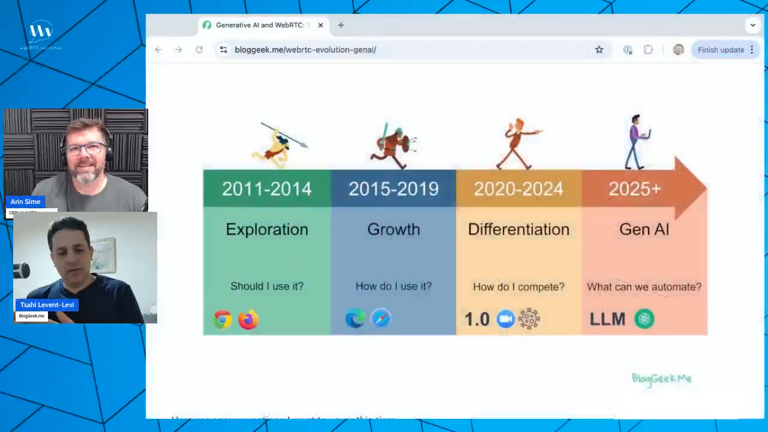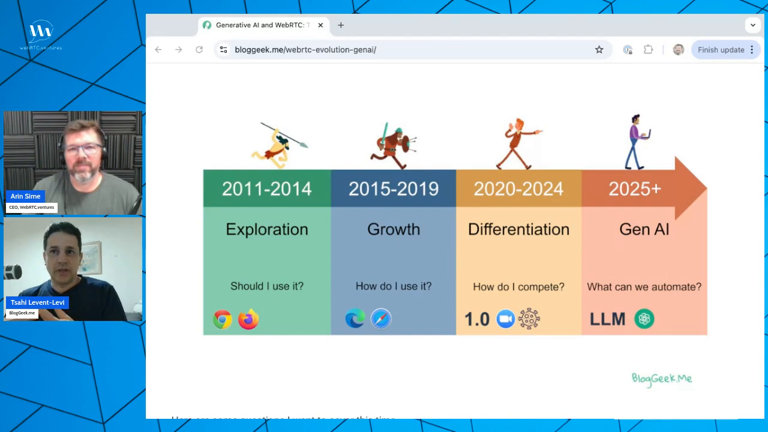Then we came into the era of growth. And that's when the question changed to how do we use it? We know that WebRTC is here to stay. It's not going anywhere. It's a real thing. And then Edge and Safari joined the crowd and had WebRTC support in them. So we all knew that it was time to start using WebRTC. Now, in all of these phases, exploration and growth, the differentiation that we had is just by being first, or before others in the market, to figure out how to use WebRTC and where to use it exactly.